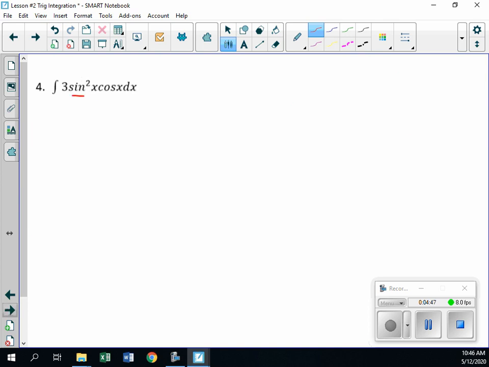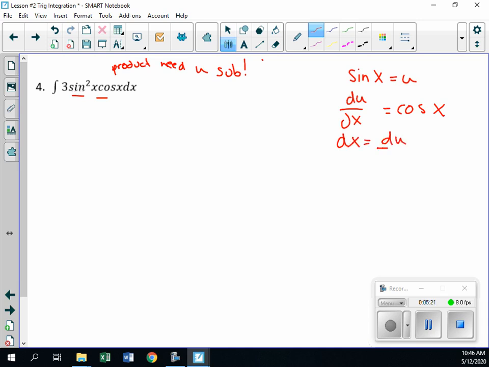This one is a product, so I need u substitution. Now, how do I decide what to replace? Well, I know that if I let sine x equal u, du/dx is cos x. And what's going to happen when I plug that in is dx is du over cos x, and that linear cos x right here is going to cancel. So sometimes it's guessing and checking what to replace so that you don't have a product left.